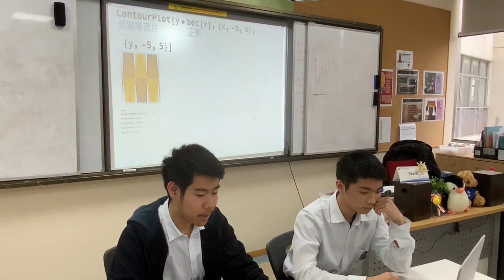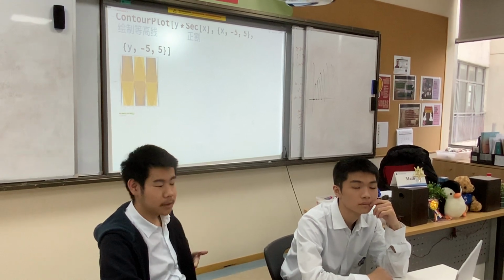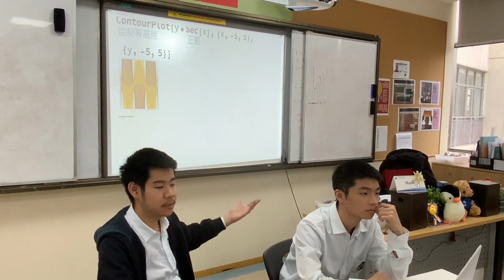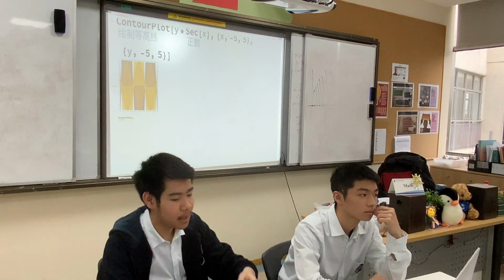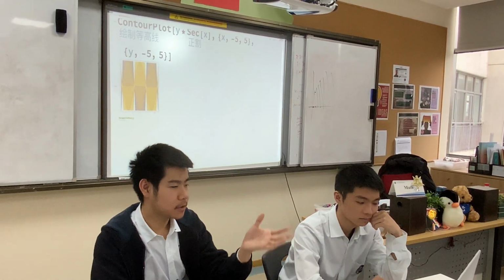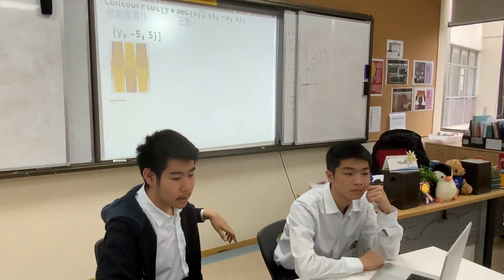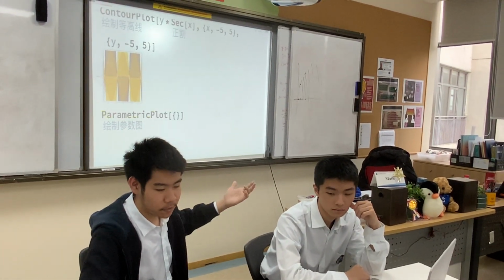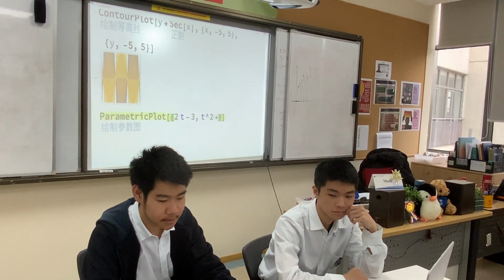Another thing we have is ParametricPlot. It is used to graph a parametric equation in 2 dimensions. Let's say we define x equals 2t minus 3 and y equals t squared plus 8. How are we supposed to plot it? Well, these are all equations defined with t, so they are like terms, so we use a big bracket. And now we enter them with those like terms, so we said x equals 2t minus 3, y equals t squared plus 8.